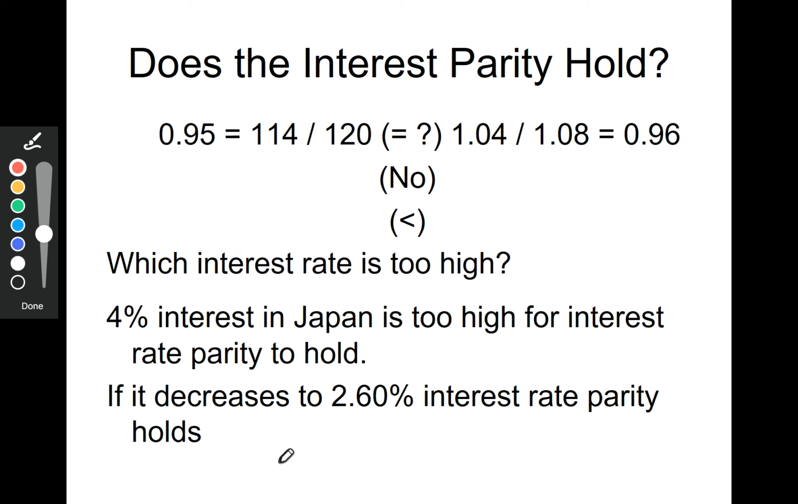How did I get 2.6%? Well, instead of 1.04, I put an x here and I solved this equation. 0.95 equals x divided by 1.08, and x came to 1.026, so I wrote it as 2.6% interest. The one is to get the return. All right. So we are saying 4% interest in Japan is too low.